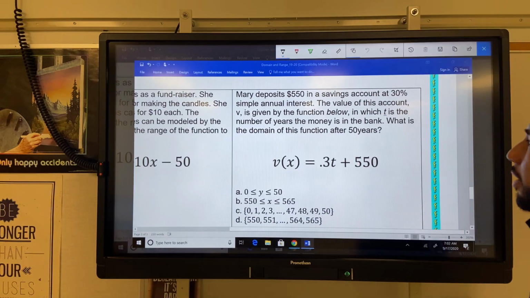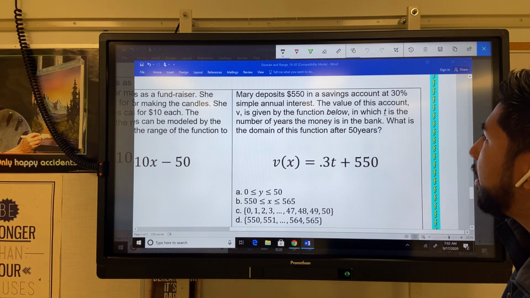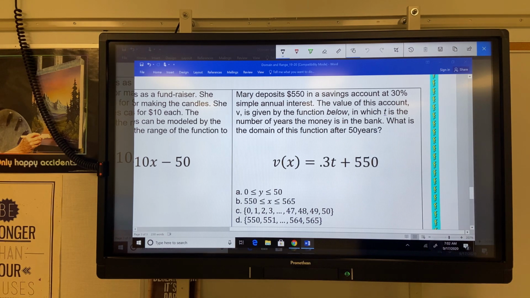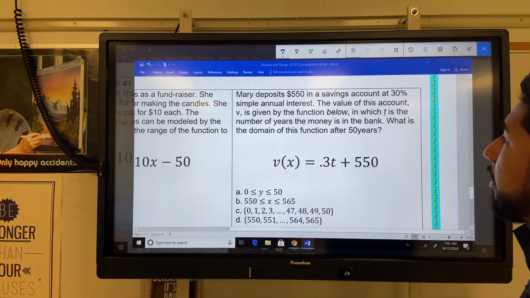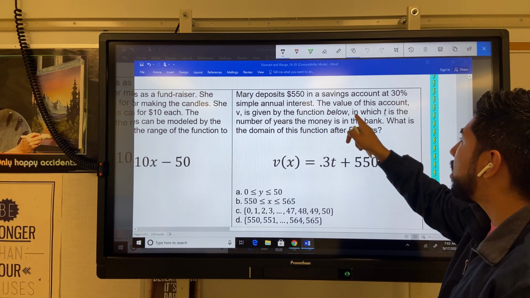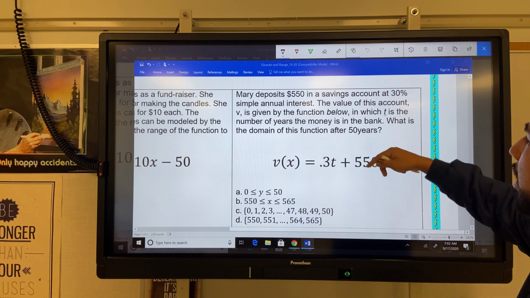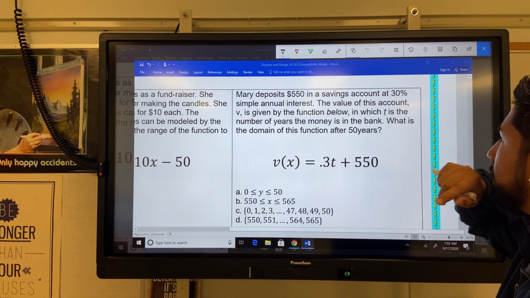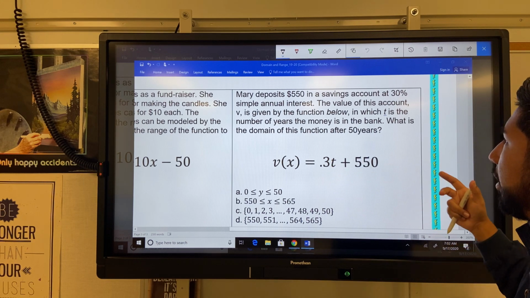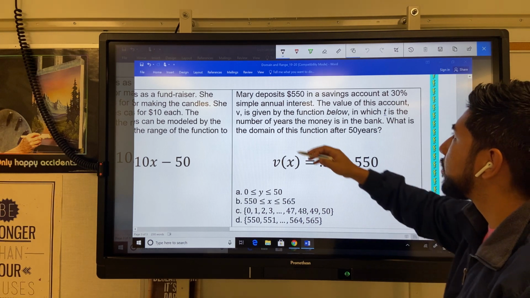All right. Mary deposits $550 into a savings account at 30% simple annual interest. The value of his account V is determined by the function below, where T is the number of years the money is in the bank. What is the domain of the function after 50 years?